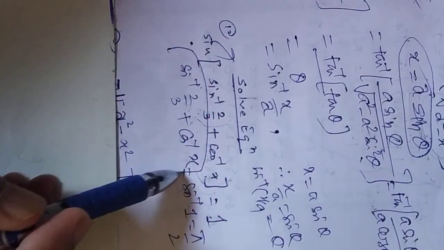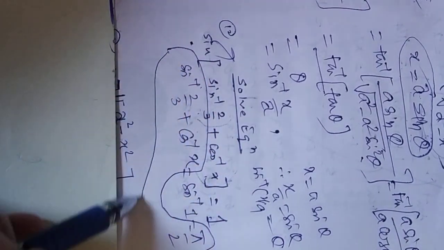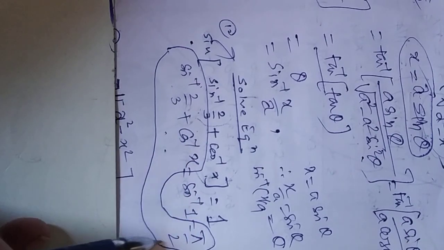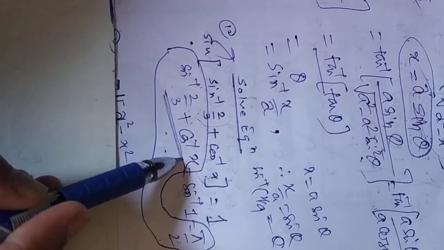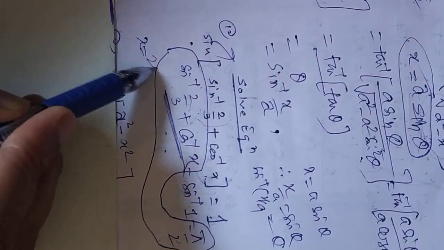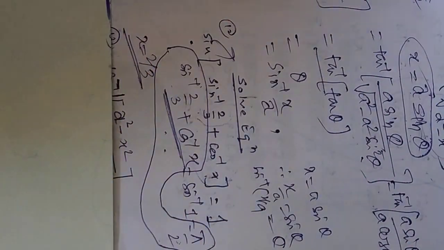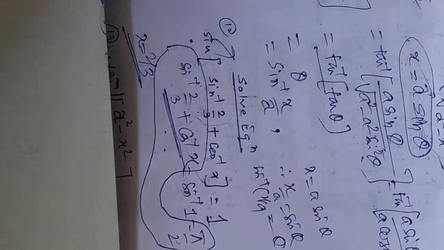So recall this formula. Sin inverse of x plus cos inverse of x will be equal to pi by 2, then x will be the same. So the value of x is nothing but 2 by 3.